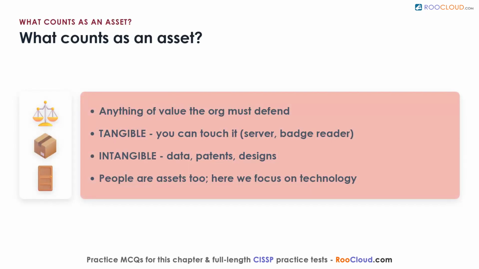So what actually counts as an asset? An asset is anything of value the organization needs to defend. Some assets are tangible, meaning you can physically touch them, like a server or a badge reader. Others are intangible, like a customer database or a patented design. People are assets too, but our focus here is on the technology side. Think of it like a warehouse. Some things on the shelves are physical goods, and some are the blueprints that make those goods valuable.